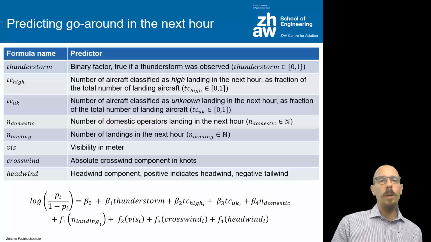We fitted this model with the 8 predictors, and you can see on the bottom the formula. So we have the probability being dependent on whether a thunderstorm was observed in the vicinity. We have it dependent on the type code, and whether it is in the kind of risky group, or in this case the unknown group. We see that there's a dependency on how many domestic aircraft were landing, and we see a dependency on the weather. Specifically, it depends on the visibility, the crosswind component, and the headwind component.